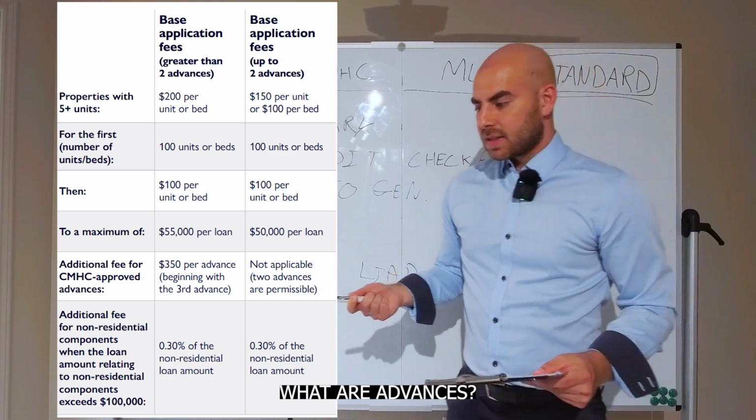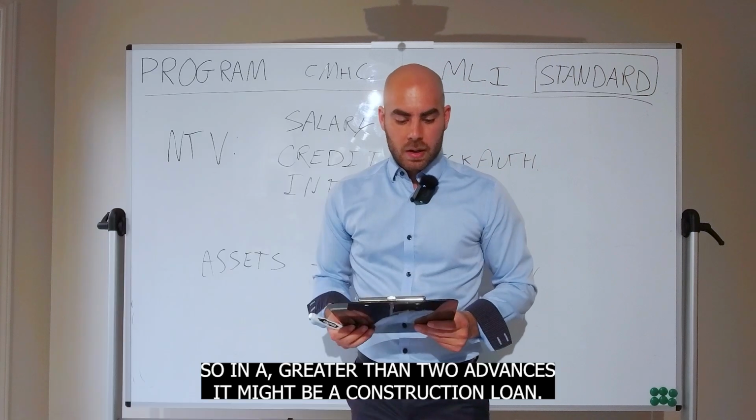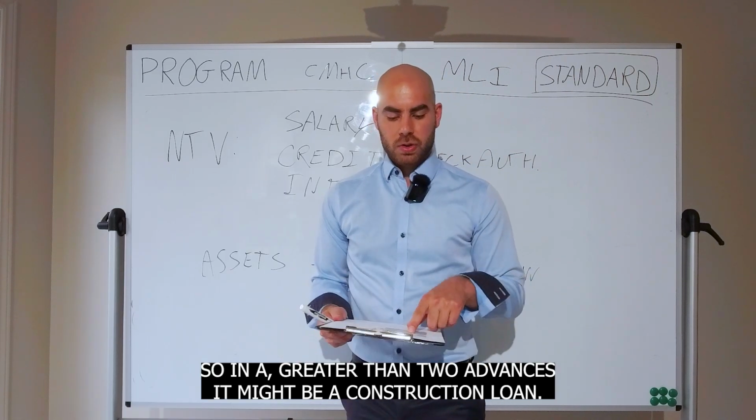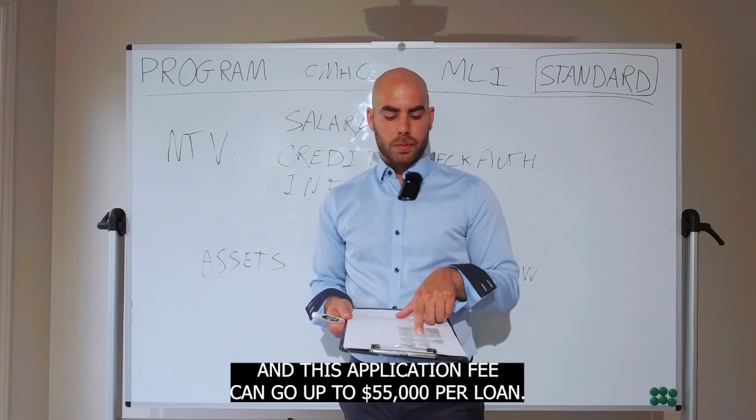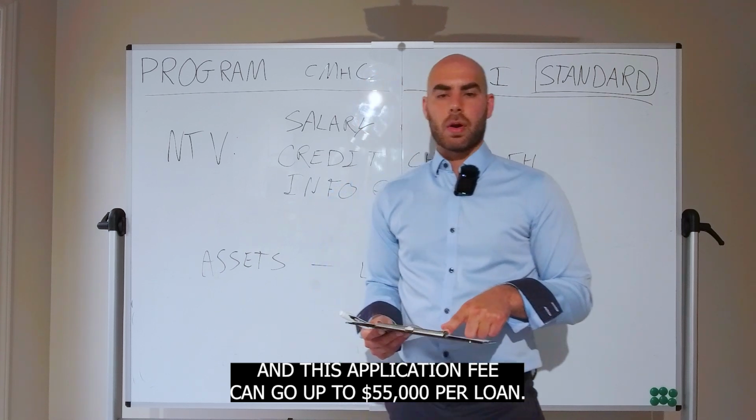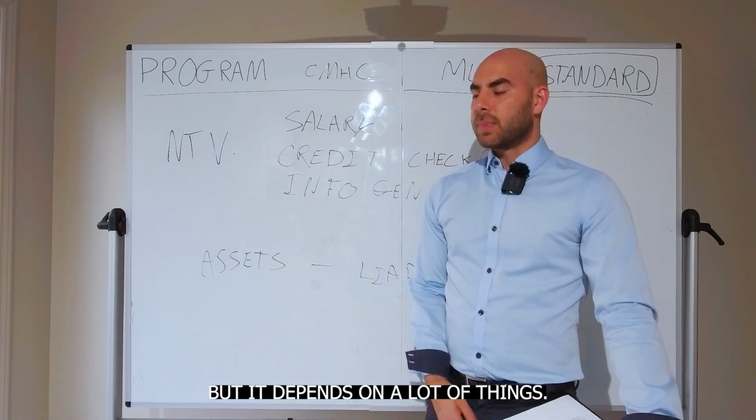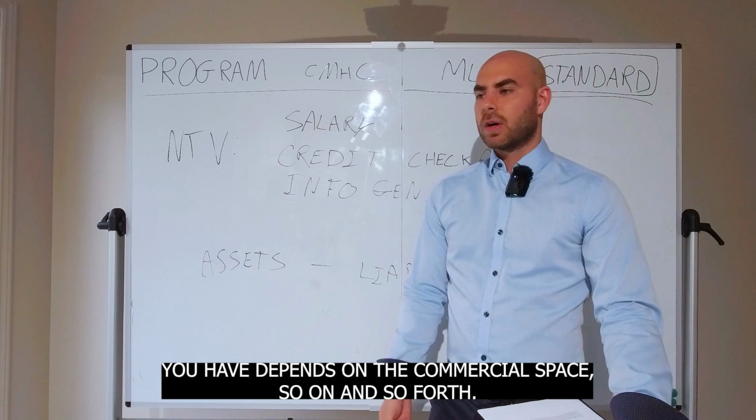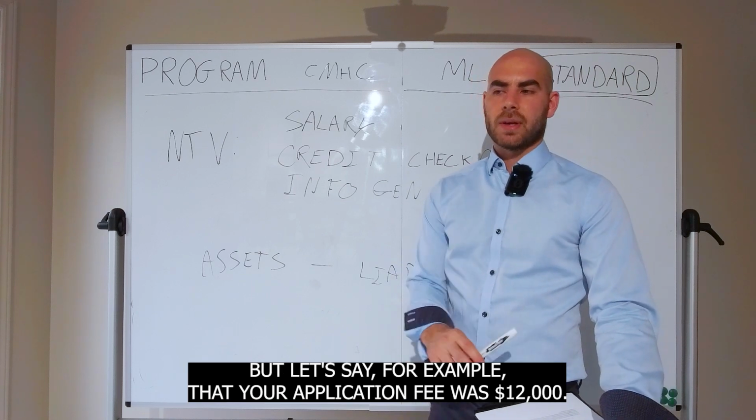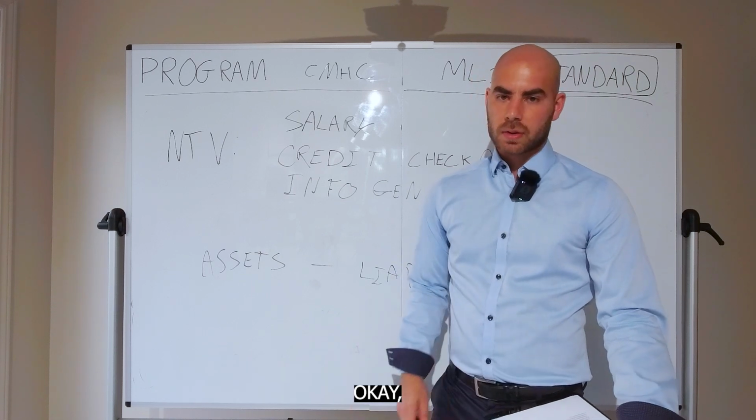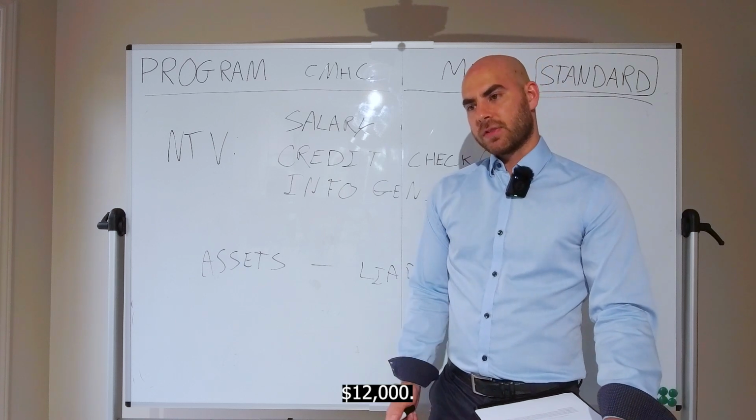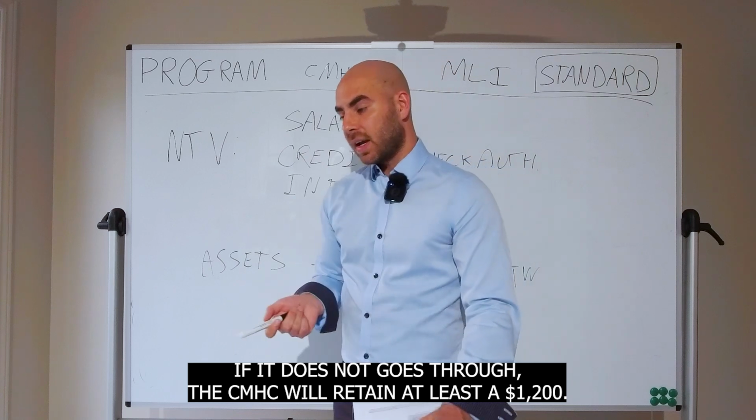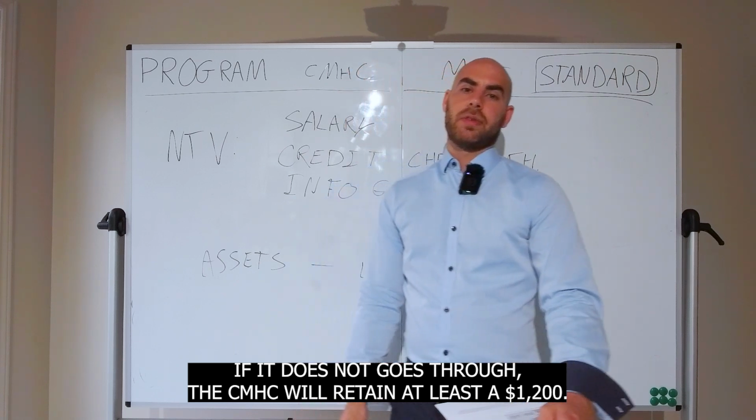What are advances? They're basically disbursement, okay? So in a greater than 2 advances, it might be a construction loan, and this application fee can go up to $55,000 per loan, okay? But it depends on a lot of things. It depends how many doors you have, it depends the commercial space, so on and so forth. But let's say, for example, that your application fee was $12,000, okay?